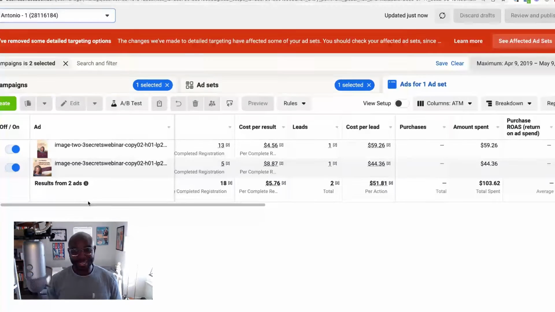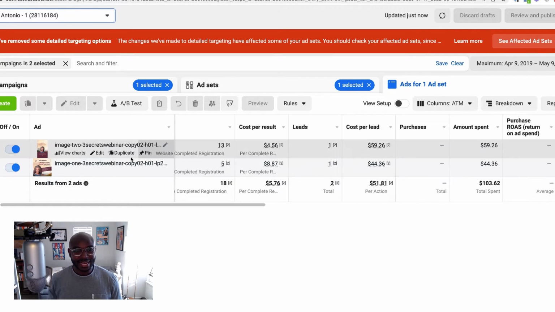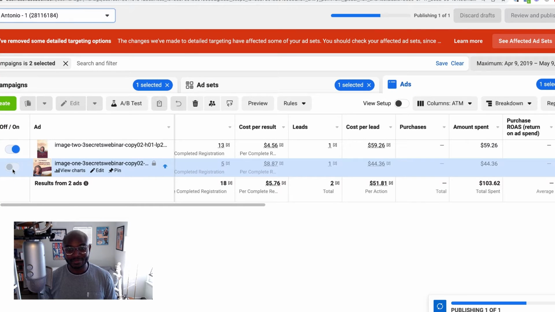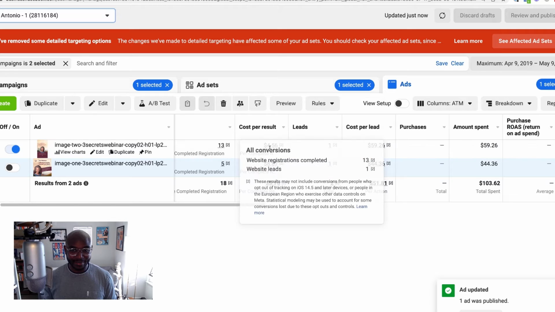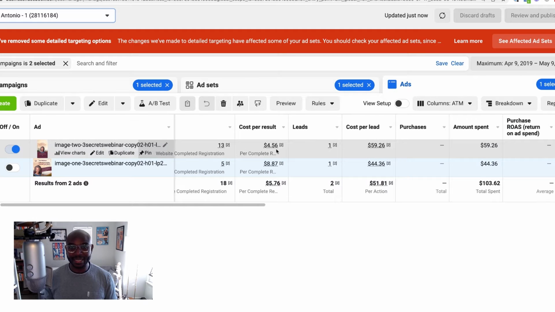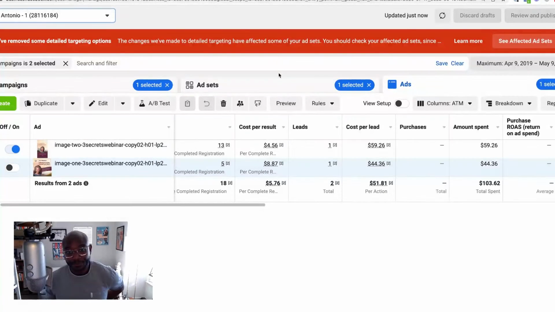So we've got 2 images running here. One image has given us 13 registrations at $4.56. Another image gave us 5 registrations at $8.87. So one ad is giving us registrations at our KPI and the other ad is not. What would I do? I wouldn't turn off this entire ad set. I would turn off this individual ad that's not giving me the results I want. So I'll turn that ad off. And boom, now I'm only running this one. I'm going to see how it does now that this ad is off, so I should be getting leads around that same price point.